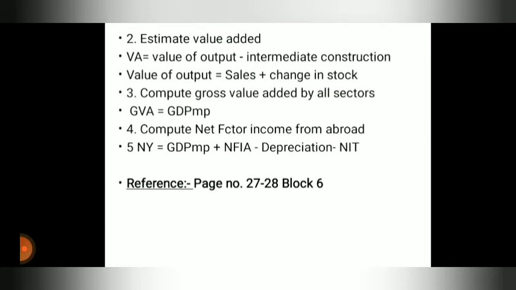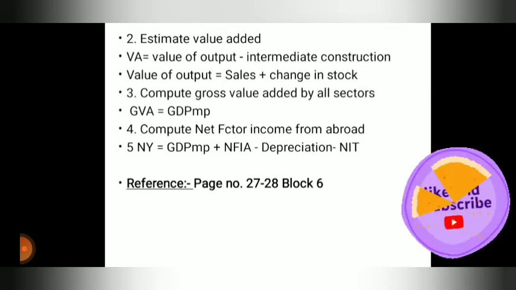Finally, we will use a given formula to get national income, which is: national income will be equal to GDP MP, which we computed in step 2 or step 3, minus depreciation, minus net indirect taxes or indirect taxes minus subsidies plus NFIA. Okay, for more you can refer to page number 27 and 28 of block 6 of IGNOU study material.